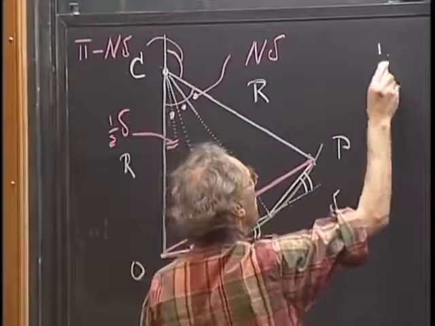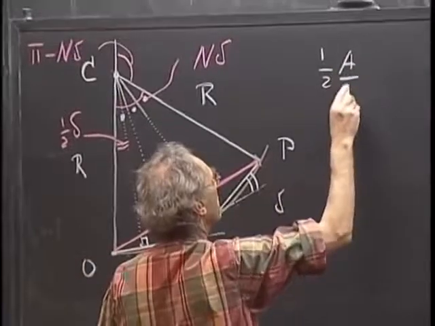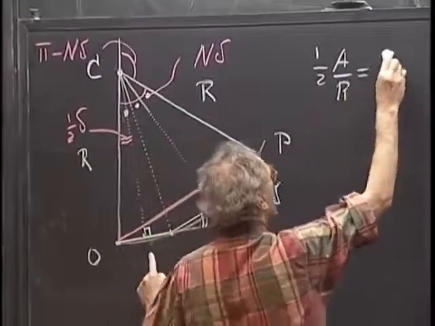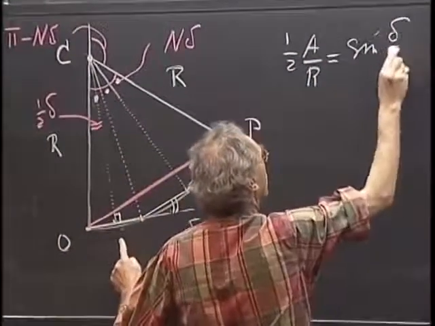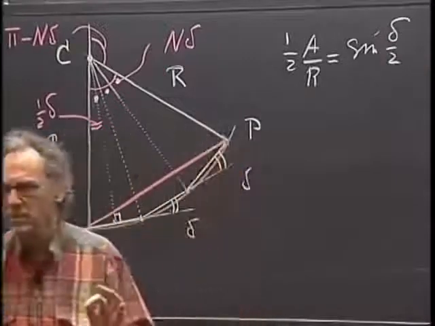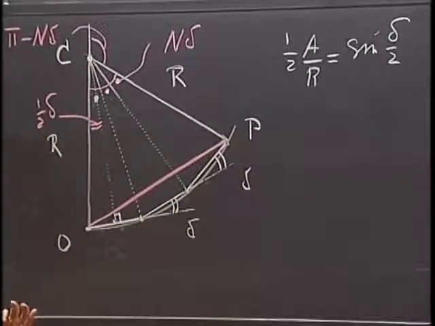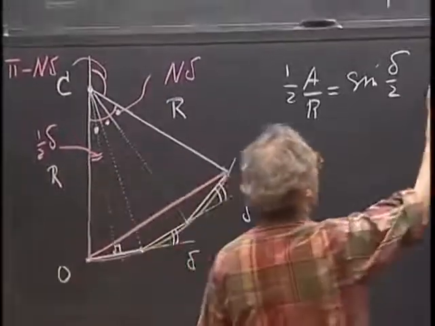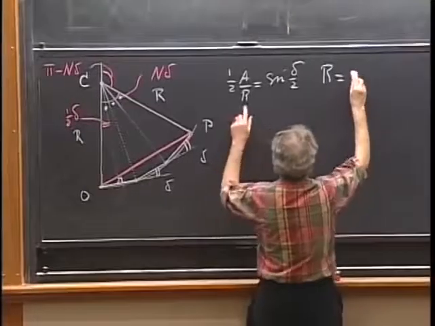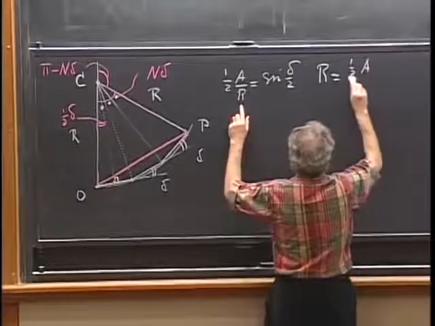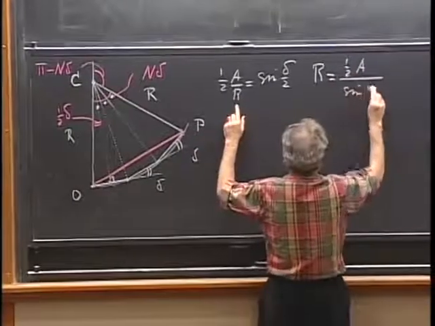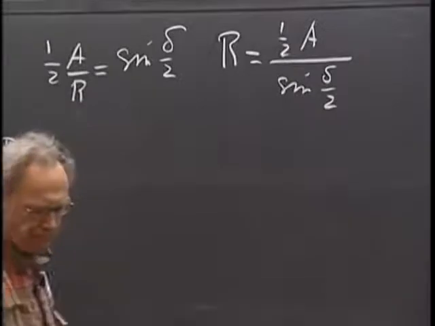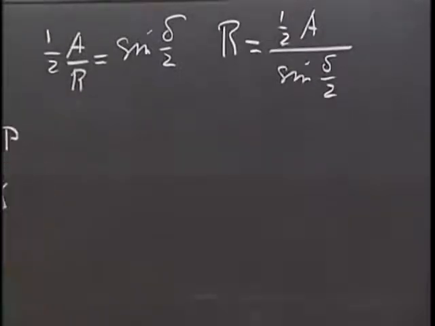So that means that 1/2 A divided by R is exactly the sine of delta over 2. That's exact. It's not an approximation. It's not a small angle approximation. This is exactly the sine of that angle. In other words, my radius R is 1/2 A divided by the sine of delta over 2. So I'm really interested in OP.